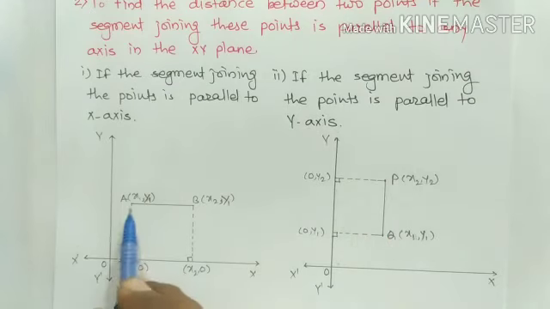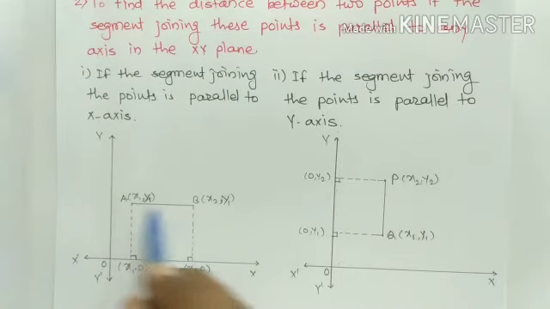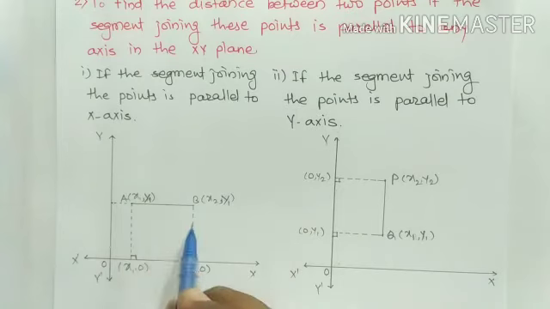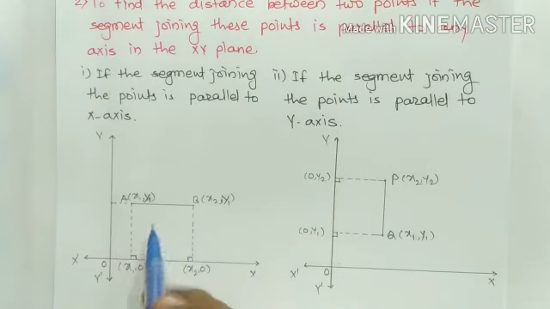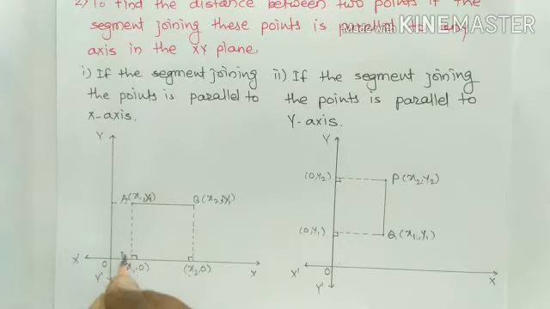Here in the first condition, point A and point B are given. The coordinate of point A is (x1, y1) and the coordinate of point B is (x2, y1), because here the y coordinate of both these two points is the same, because AB is parallel to the x-axis. Now we draw the perpendicular to the x-axis from point A and from point B also.